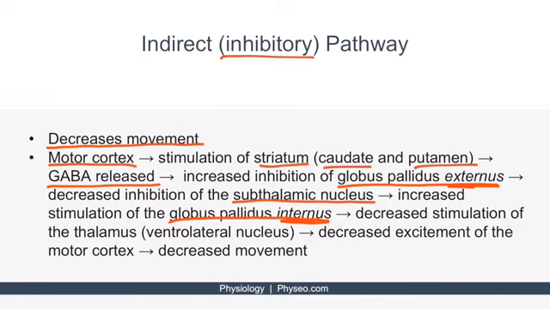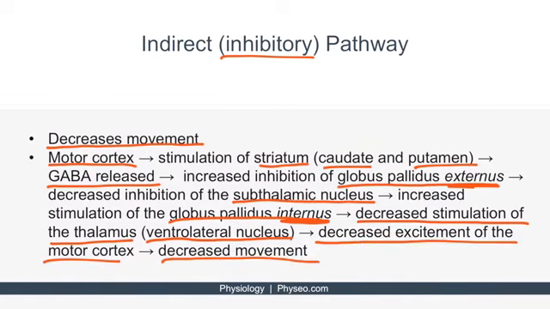And as we recall from the direct pathway, the globus pallidus internus inhibits the thalamus, so there is decreased stimulation of the thalamus, again acting on the ventrolateral nucleus within the thalamus. Greater inhibition of the thalamus means that there is decreased excitement of the motor cortex, which ultimately leads to decreased movement.